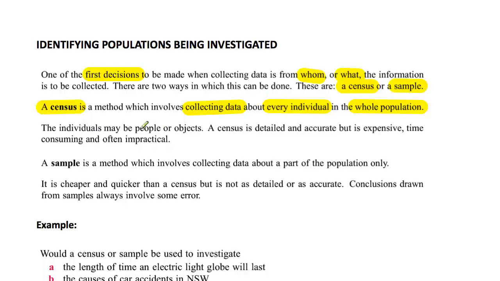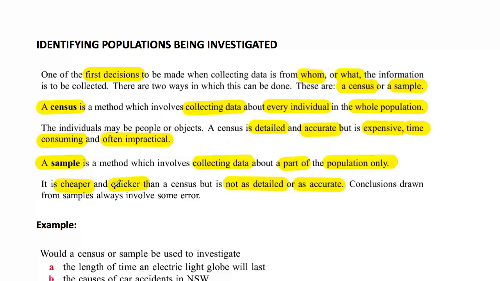The individuals may be people or they may be objects, but a census is very detailed, very accurate, but very expensive, very time consuming, and often it's just impractical to do it. So if it's too expensive or too impractical or too time consuming, whatever the reason, we would then use a sample. A sample involves collecting data from part of the population only. Why would we do this? Well, because it's cheaper, it's quicker, but it is not as detailed and it is not as accurate.